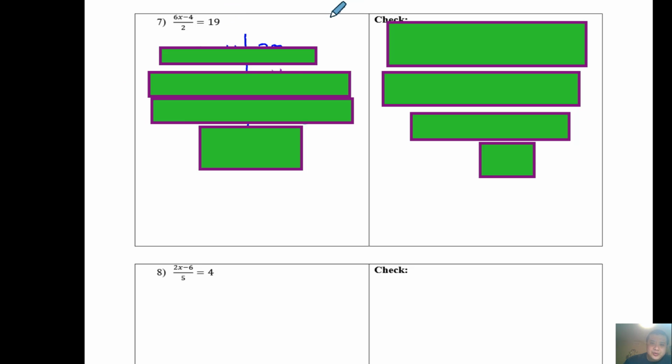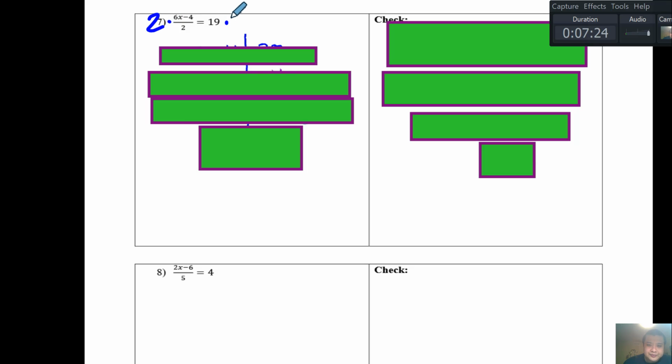For these equations where we have a binomial in the numerator, what we need to do first is get rid of the fraction. And to do that, we need to multiply both sides by the denominator. So in this case, the denominator is 2, so we're going to multiply both sides by 2. 2 times 19 is 38. And so we get 6x minus 4 equals 38.